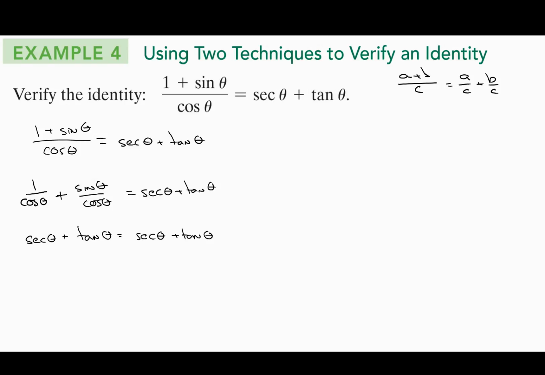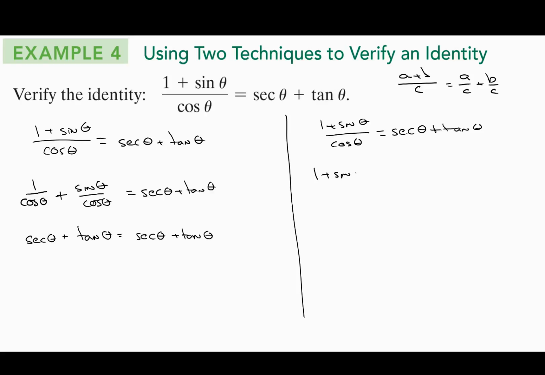So that works. But that's not the only way to do it. Let's do it a different way. So 1 plus the sine of theta over the cosine is equal to the secant plus the tangent. Now, you don't have to work with the left-hand side, right? We've been doing that all this time, but you don't have to. You could work with the right-hand side. As long as you don't cross the equal sign, you can do anything you want to either side separately.